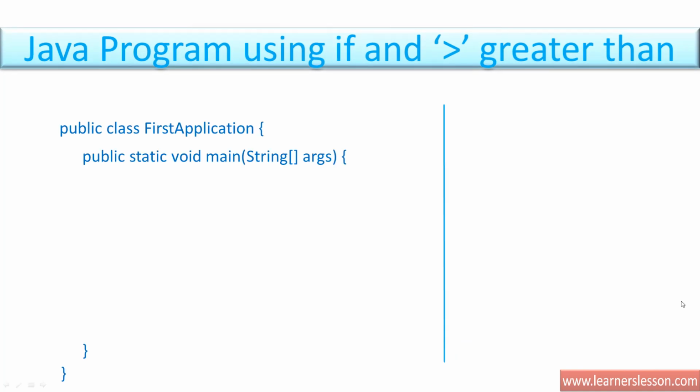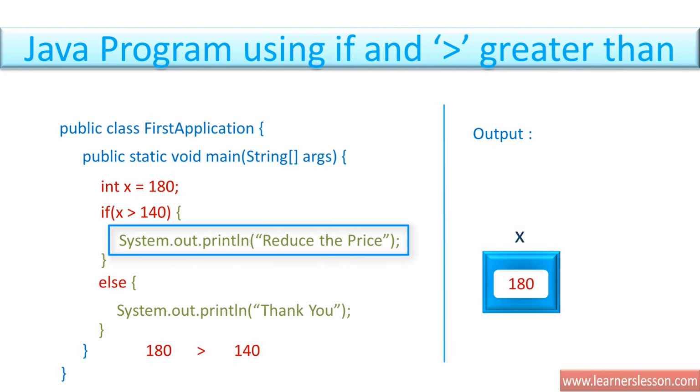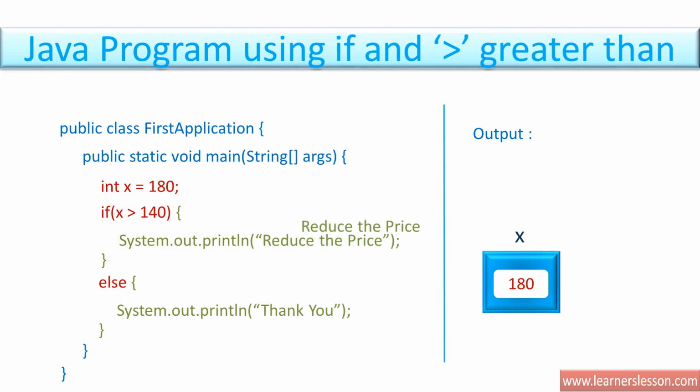So your friend goes to the market and finds that the price of apple is 180 rupees. Then he creates an integer type variable called x and assigns 180 to it. Then he writes the if statement and also the else statement. When we come to the if statement, we check whether x is greater than 140 or not. There is 180 inside x, and on the right hand side we find 140. So this particular condition is true. So immediately he goes to the first block and "reduce the price" is printed on the screen.